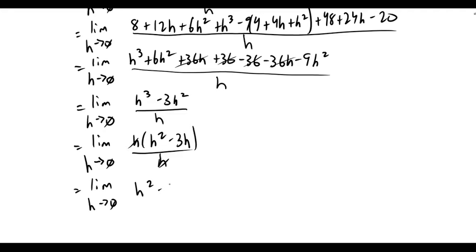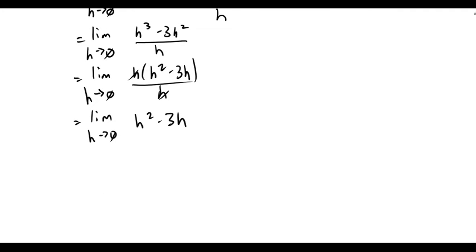Of h squared minus 3h. So if I sub 0 in, I'll do it this time, which equals 0 squared minus 3 times 0. So that's 0. There you go. Slope of the tangent is 0. That's what we were expecting to find. I think that means we did it right.